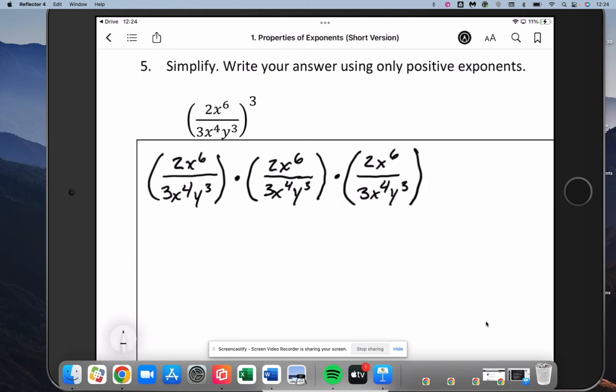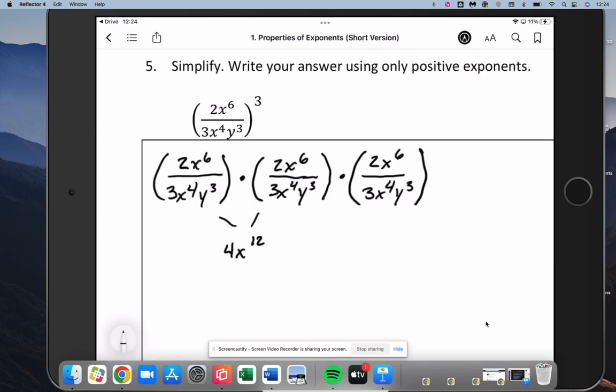Okay. And so as we did in the other one that had fractions, we just need to remember that with fractions, we multiply the numerators straight across and we multiply the denominators straight across. And so we're going to have 2 times 2 makes 4. X to the 6th and x to the 6th, I add those exponents, that makes 12. 3x to the 4th and 3x to the 4th, 3 times 3 is 9. X to the 4th and x to the 4th, 4 plus 4 makes 8. Y to the power of 3 and y to the power of 3, I add those, 3 and 3 makes 6.